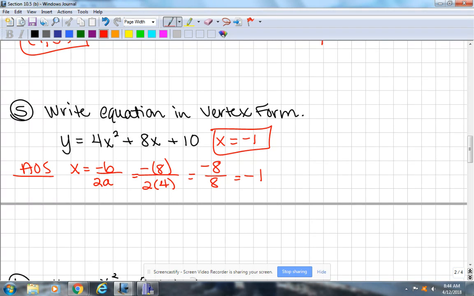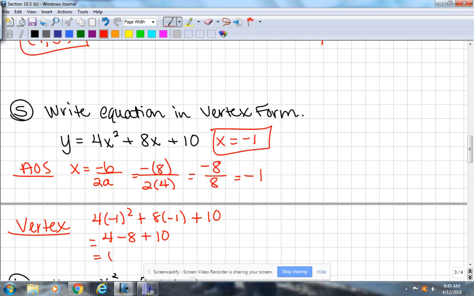How do I get the y value? You plug in -1 for all my x's. So 4 times -1 squared plus 8 times -1. -1 squared is +1. Do y'all agree? And 4 times 1 is 4. 8 times -1 is -8 plus 10. 4 minus 8 is what? -4 plus 10 is what? 6. So my vertex is going to be the point -1, 6.